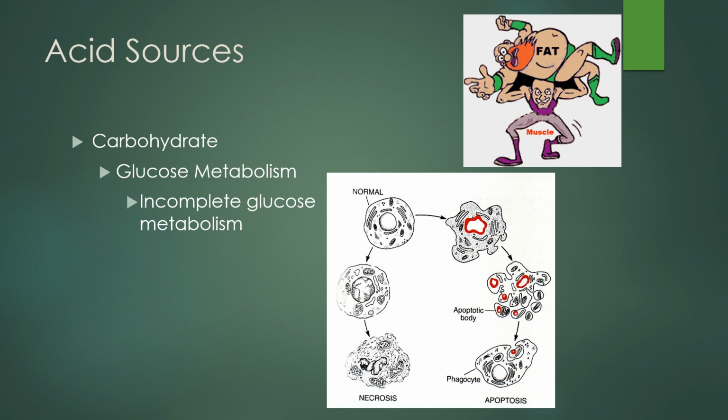Incomplete glucose metabolism occurs whenever cells metabolize under anaerobic conditions, which forms lactic acid, while protein breakdown forms sulfuric acid. Fat breakdown forms fatty acids and keto acids. And then we have cell breakdown, which allows the cell contents to be released. Some of these cell structures contain acids.